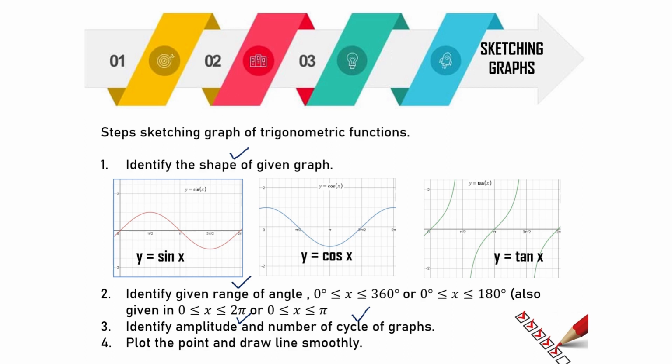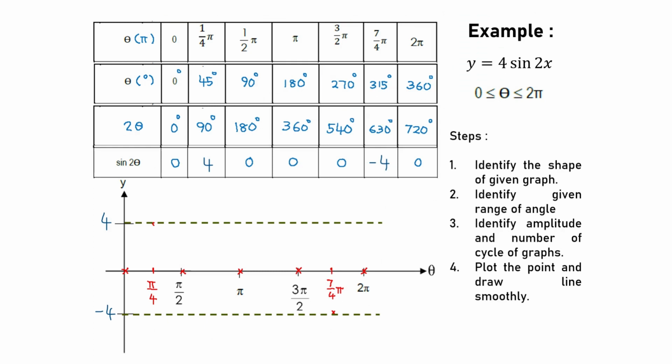Okay, the last one, step 4, we plot the points. So it will refer to the table that you have, the given values, and we draw lines smoothly. So for the example, we can look at this one, y equal 4 sin 2x. First, identify the shape. So the shape will refer to the graph of sine. So you will have the S shape.